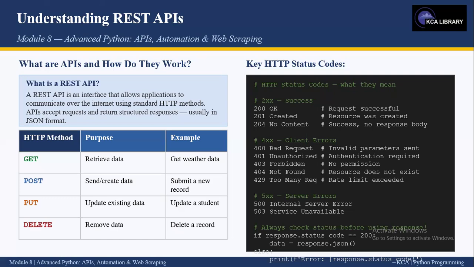Every API response includes an HTTP status code that indicates the outcome of the request. Status codes in the 200 range indicate success. Codes in the 400 range indicate client errors, such as 401 for unauthorized access, 403 forbidden, and 404 for resource not found. Codes in the 500 range indicate severe server errors. It is essential to always check the status code before attempting to process a response.